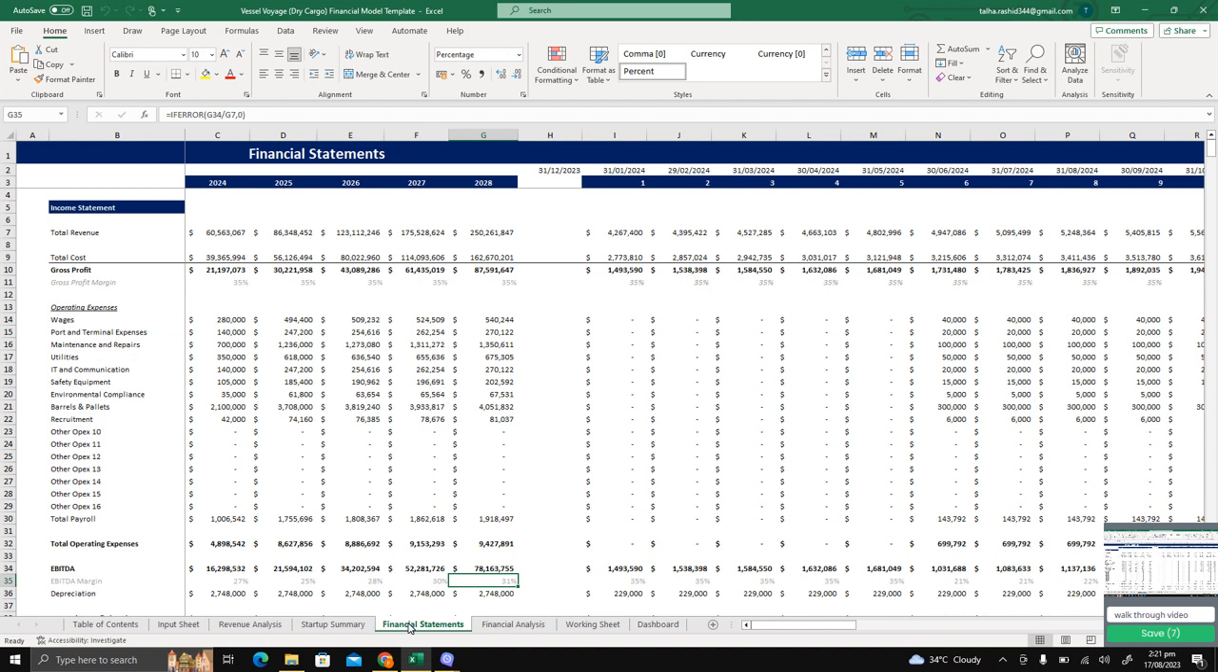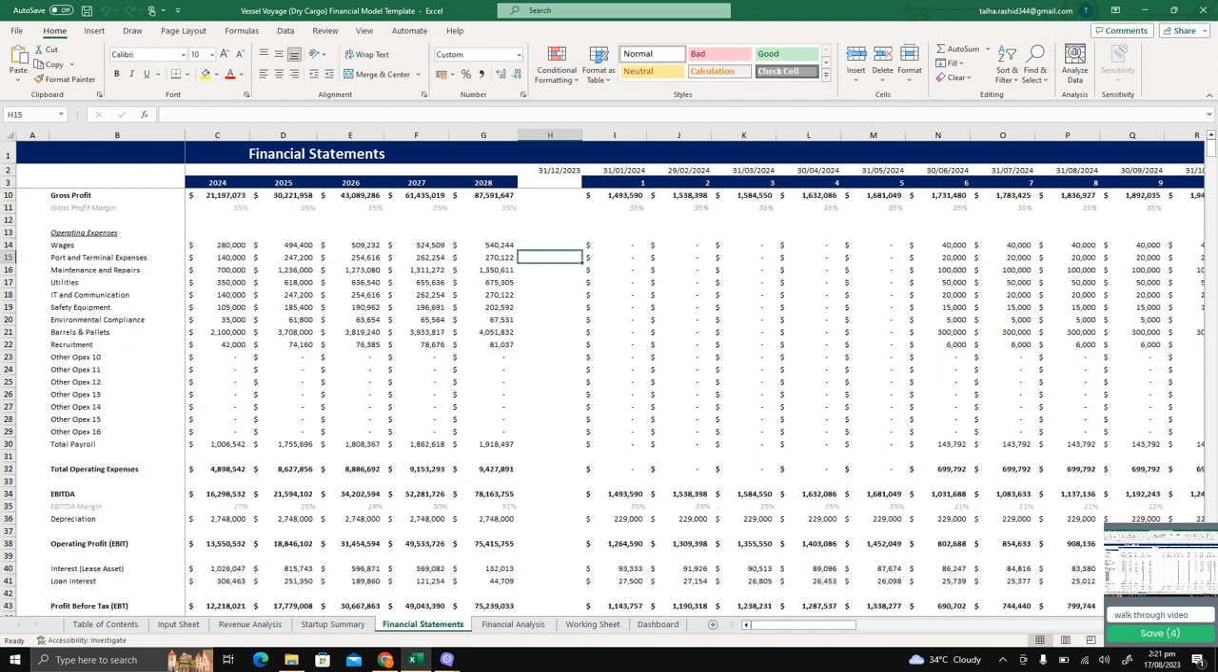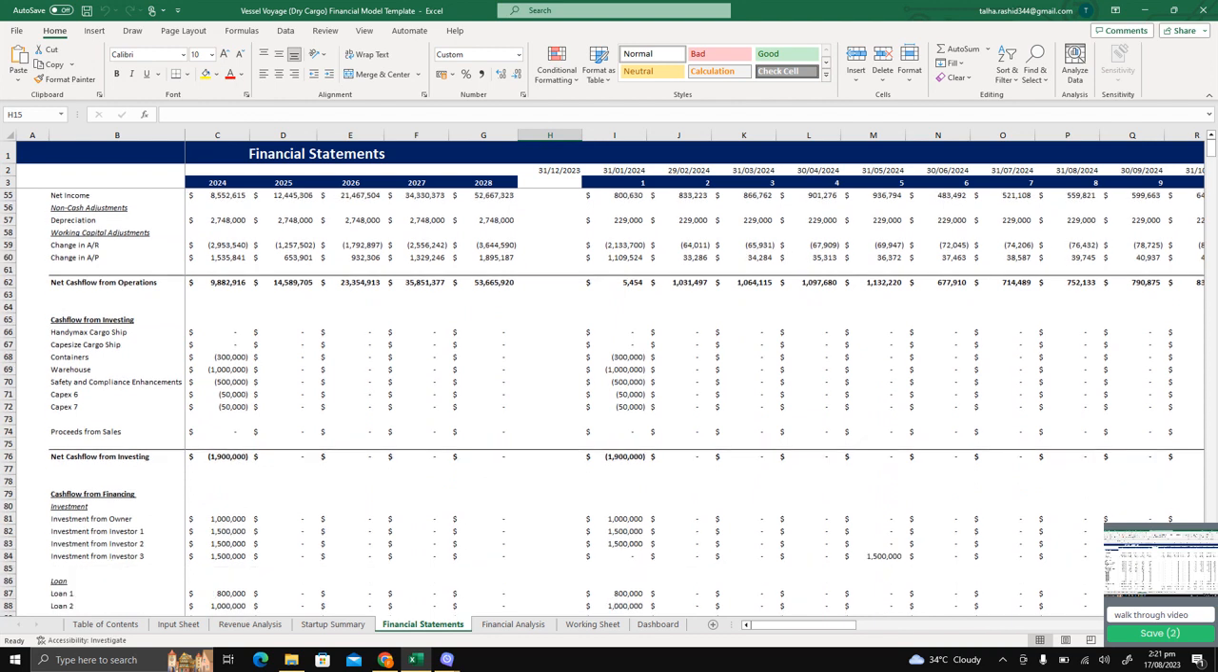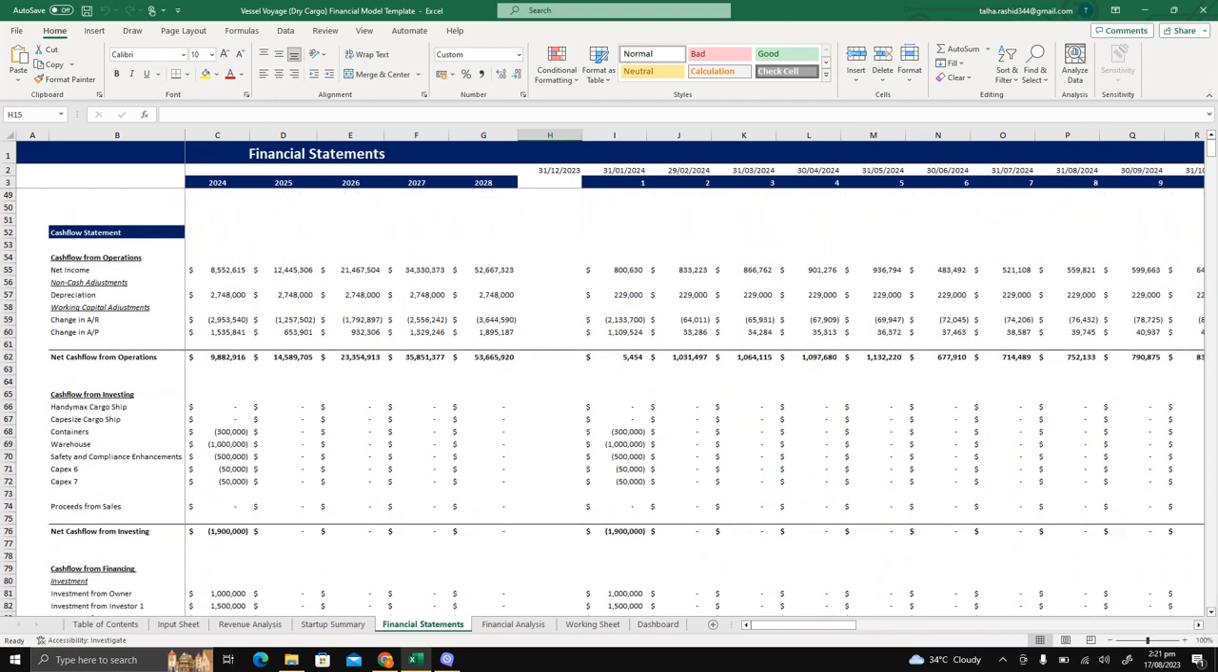Then comes the cash flow statement. As you can see over here, the cash flow statement is telling you about the cash inflows and outflows of the company, on the basis of operations of the company, investments of the company, and financings of the company. It is also based on a yearly basis as well as a monthly basis.